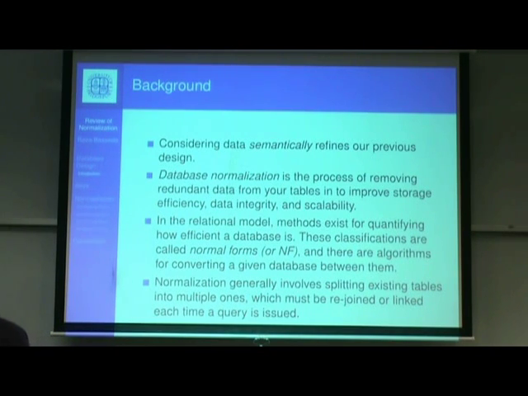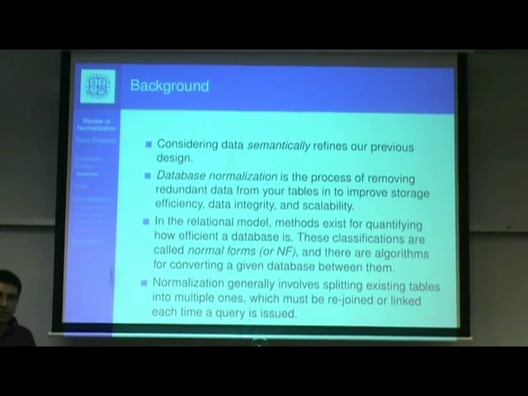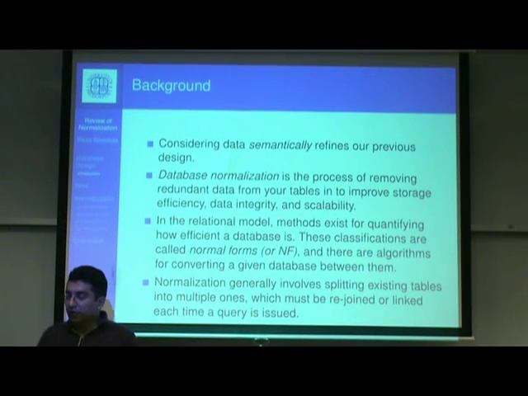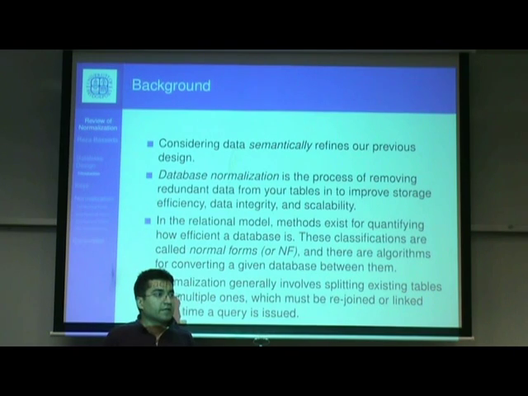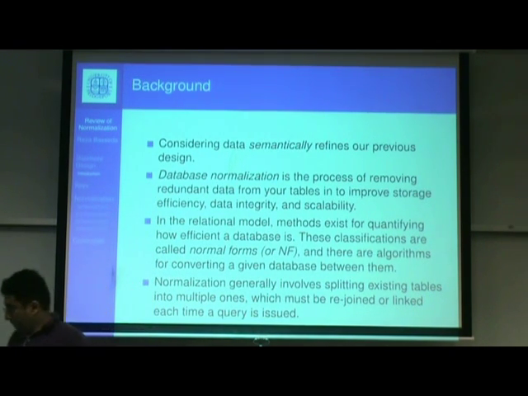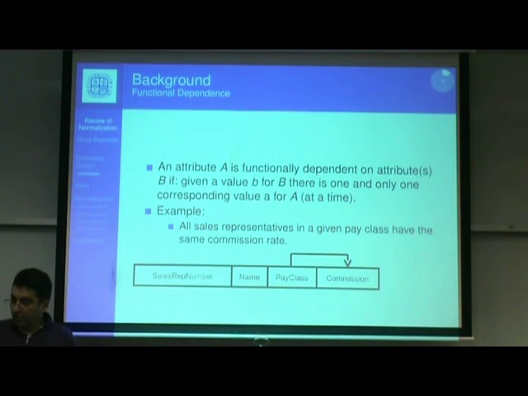Basically, normalization generally involves splitting existing tables and existing relationships into multiple ones, which must be rejoined, and adding more relationships to join these split entities. Before getting into normalization, we have to review dependency between data semantics. An attribute A is functionally dependent on attribute B if, given a value of B, there is one and only one corresponding value for A.